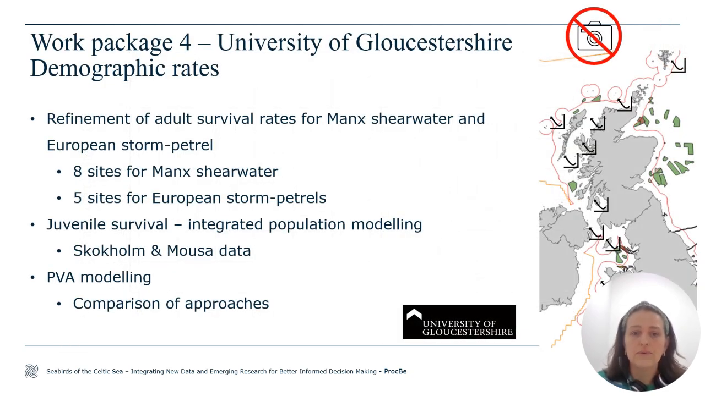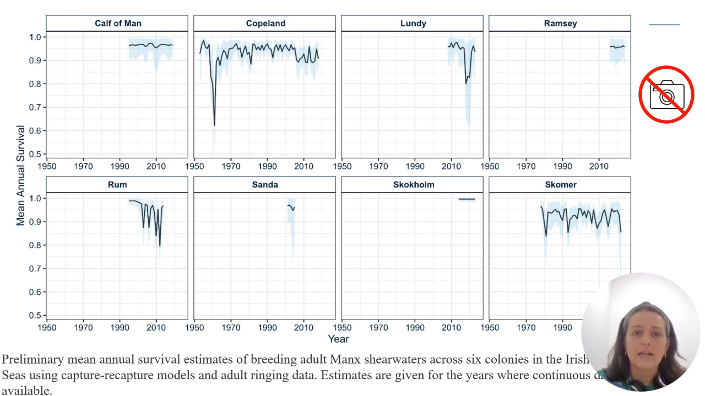And finally, work package 4, which is led by the University of Gloucestershire, is looking at demographic rates, refining the ones that we already have for key colonies. This is already underway for Manx shearwater and European storm petrels, and that is using capture-recapture analyses. For Manx shearwater, survival data has been used from 8 colonies so far, as shown on these graphs here. And for European storm petrel so far, we've got data from 5 colonies, and that's for adult survival.